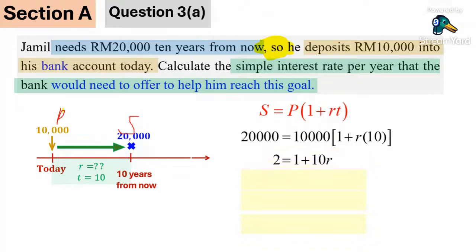So from this line to the next line, what I did in the calculation here is divide both sides by 10,000. As a result, you see 20,000 becomes 2, and 10,000 becomes 1 plus 10R. The 10,000 here is being simplified out.